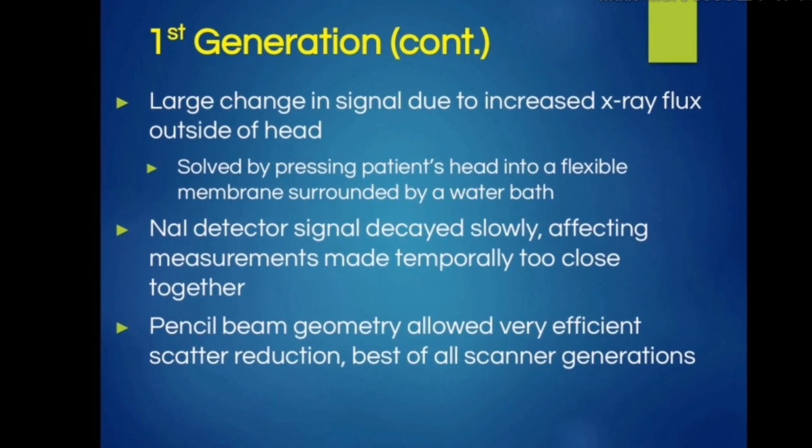The first generation has a large change in signal due to increased X-ray flux outside of the head. The sodium iodide detector signal decayed slowly, affecting measurements made temporally too close together. Pencil beam geometry allowed very efficient scatter reduction, the best of all scanner generations.